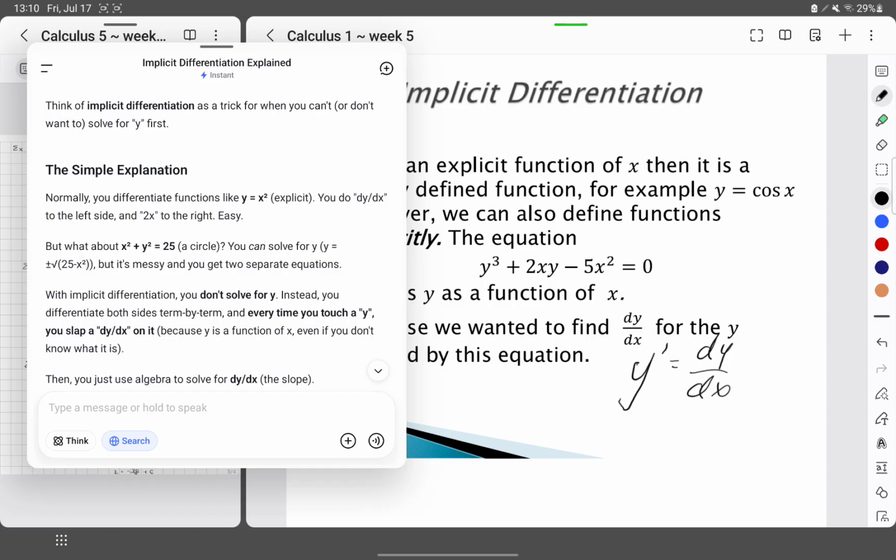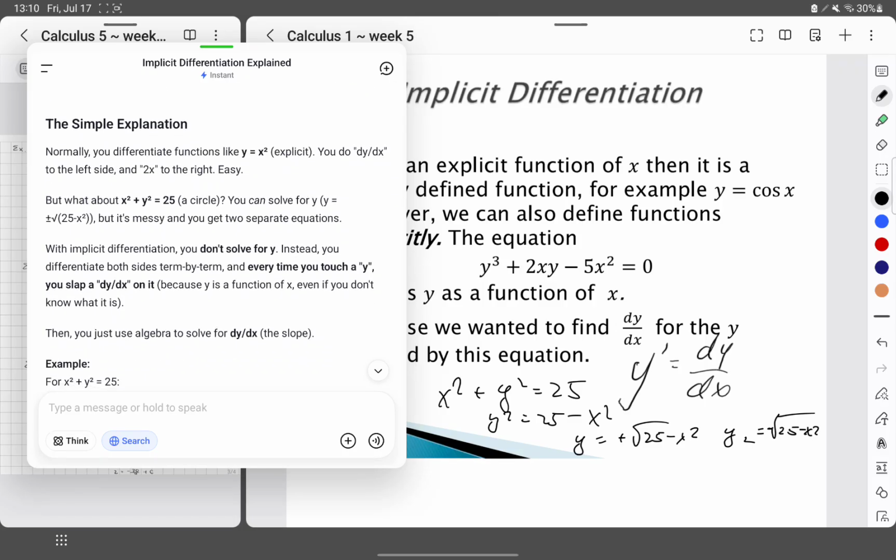Let's try this one. Normally we know that y equals x squared is so easy, we can understand that it is explicit. What about x squared plus y squared equals 25? When we solve for y, we will have two roots: the first one is positive square root of 25 minus x squared, and the second one is negative square root of 25 minus x squared. So that's not convenient.